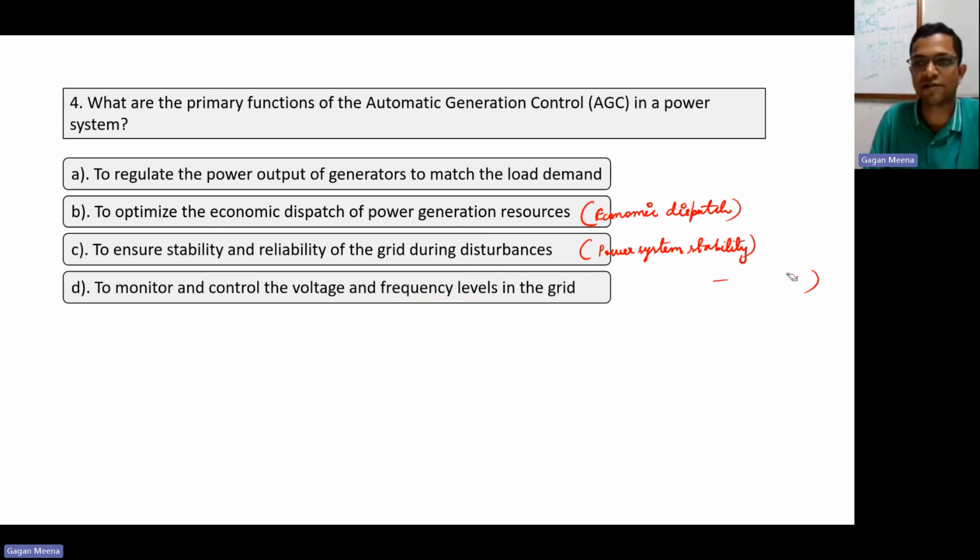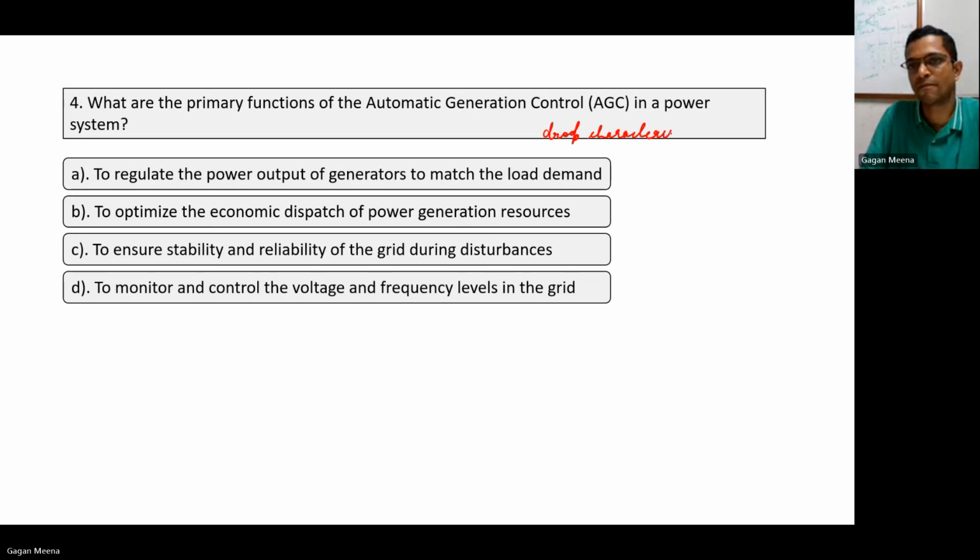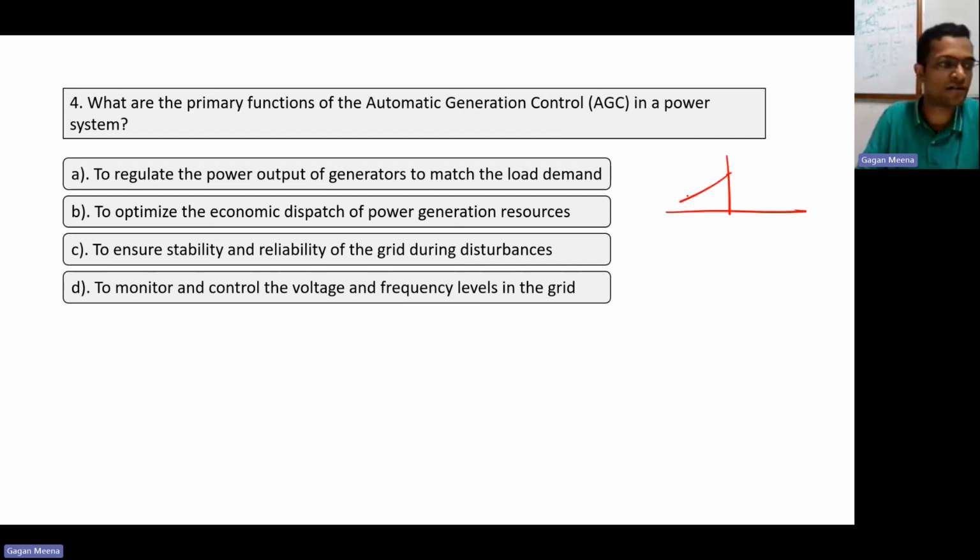The only option which is left is to regulate the power output of generation to match the demand. So this is done by the droop characteristics. These generators are operating in parallel, and because of these droop characteristics, they are able to share load. When they have the same no load frequency and same droop, they will share the power in proportion to their rating or installed capacity.